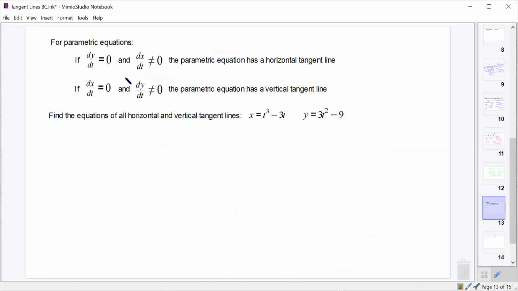All right, so same thing we just talked about with this implicit one, but for parametric functions, dy dt equals 0, so the numerator of dy dx equals 0, but dx dt does not equal 0, gives us a horizontal tangent line, and vice versa. Dx dt equaling 0, but dy dt not being 0 gives you a vertical tangent line. But if they're both equal to 0, then you don't have a vertical or horizontal tangent line at that point. Okay. Everybody good with that idea? Hopefully.